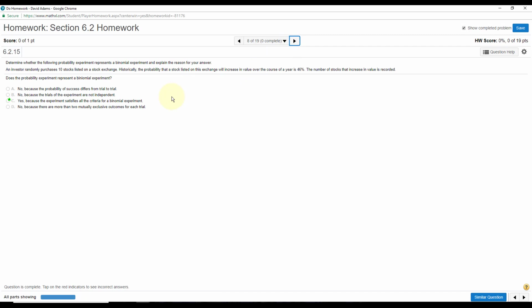So here we have a fixed number of trials of 10 stocks. We're going to investigate whether they go up or down. The probability of success is fixed at 46%. Okay. Now, when it says randomly purchased, because it's random, we're going to assume there's no effect between the stocks. There's no connection between these 10 different stocks we choose. And so this random selection guarantees our independence of trials. Okay. So we have just 2 mutually exclusive outcomes, up or down. Probability of success is fixed, a fixed number of trials, and the trials are independent.